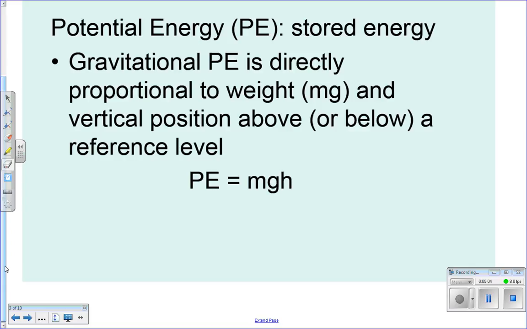Again, because an object's weight is its mass times gravity, we could rewrite this equation as PE equals Fg times h. The board's going kind of crazy here and making these things bend a little bit. There we go. So we could rewrite the equation as potential energy equals weight times height. And some books would have a G in front of the PE to show that we're talking about gravitational potential energy.